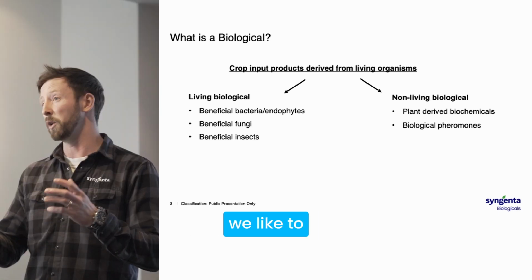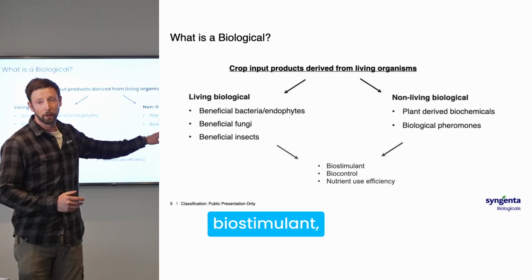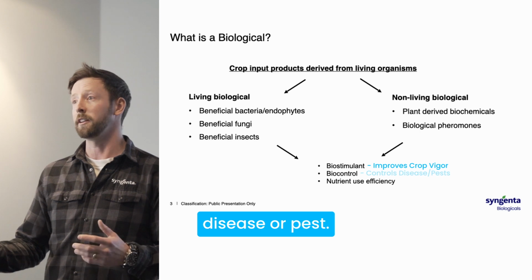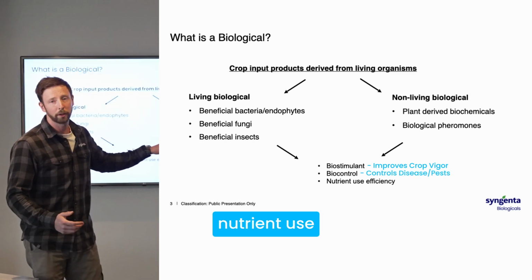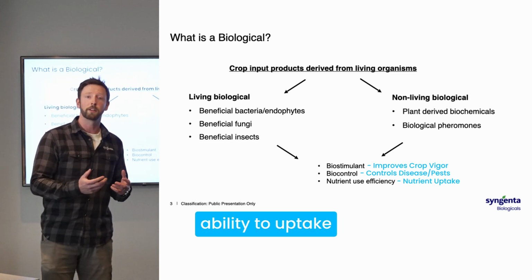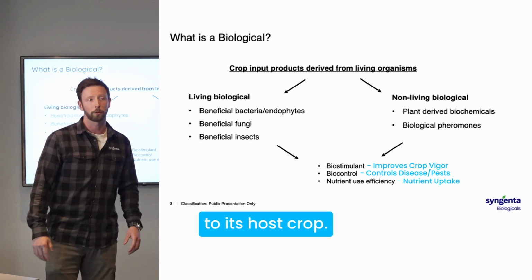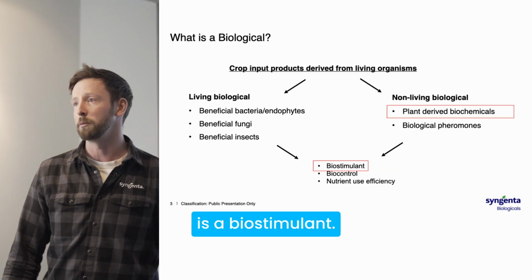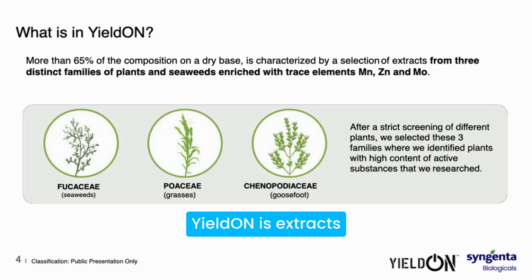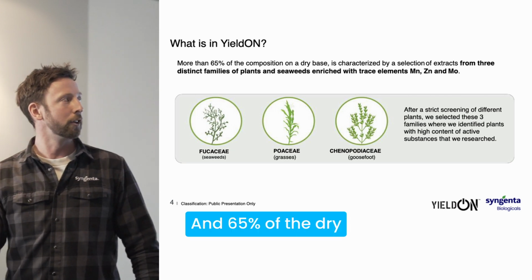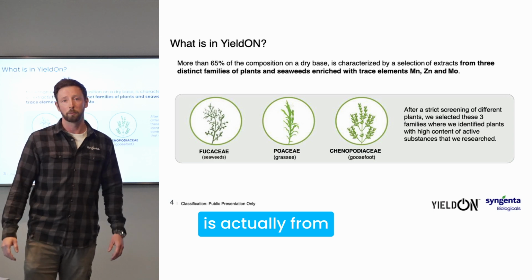And any of these, we like to categorize them as three different jobs. Being a biostimulant, something that is improving crop vigor. Biocontrol, something that is controlling a disease or pest. And then finally, nutrient use efficiency, something that is assisting a crop in its ability to uptake nutrients or even providing nutrients to its host crop. And we classify YieldOn as a plant-derived biochemical, and it is a biostimulant. So what's in YieldOn? YieldOn is extracts from 3 different plant species developed from Syngenta Biologicals biostimulant development pipeline. And 65% of the dry weight of YieldOn is actually from plant extract.